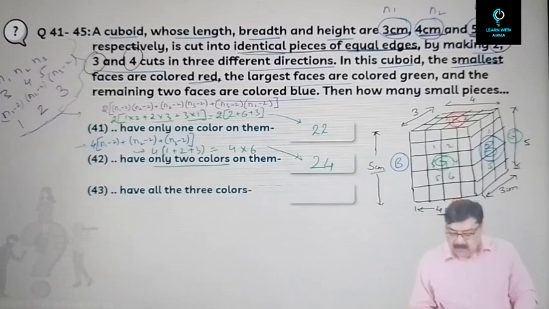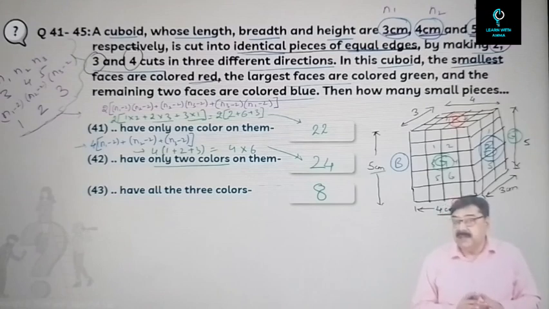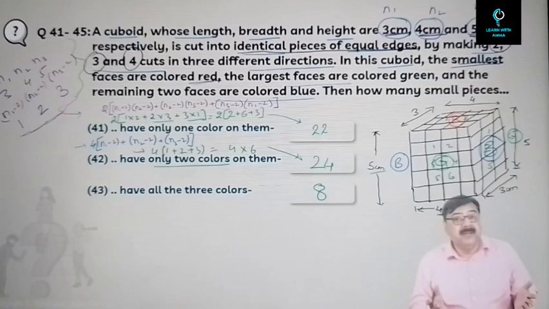Well, how many have all the 3 colors? Well, there is no doubt about it. All the 8. Because adjacent faces do not have the same color. It is the opposite faces which have the same color. In such a case, each of the corner cubes will consist of all the 3 colors.